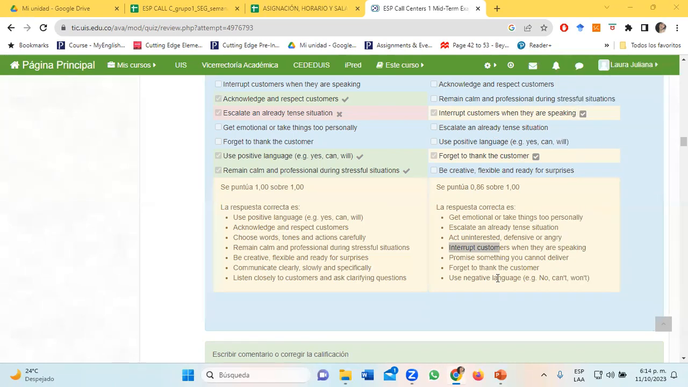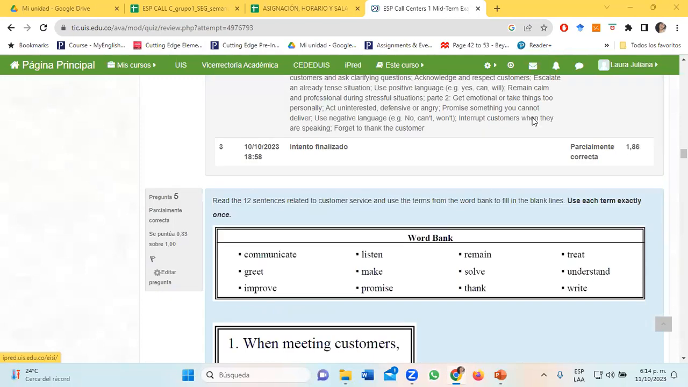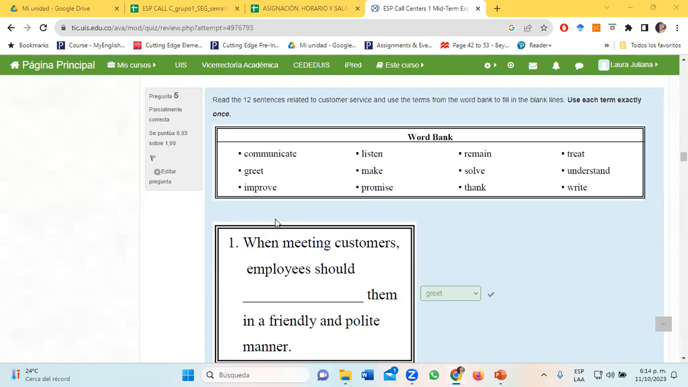Don't forget to thank the customer, so you always thank them. Thank you for calling. Thank you for communicating with us. And avoid using negative language. This is not something very good. So no, I cannot do that. I won't do that, right? Avoid this negative language, all right? So that was it. Let's see the next part.